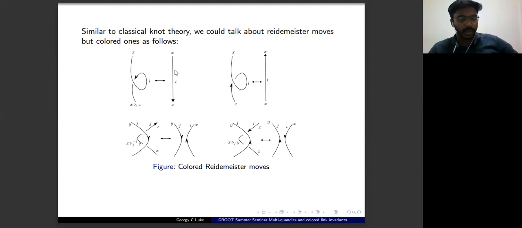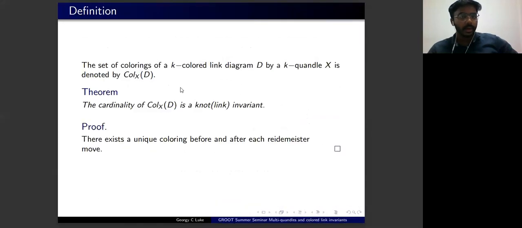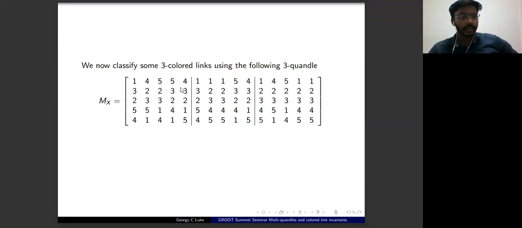Before and after the Reidemeister move, there is a unique coloring. This is the only way we can color the k-colored diagrams. Since there is a unique coloring by a k-quandle before and after the colored Reidemeister moves, the cardinality of the set of colorings remains the same. So it's a colored link invariant.